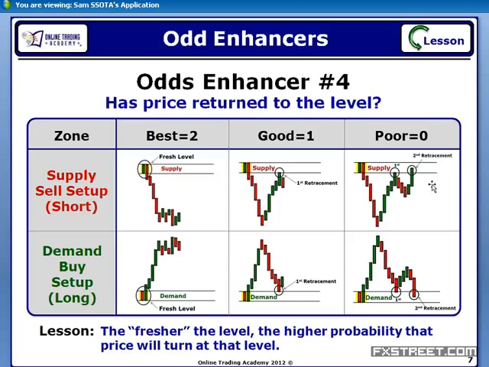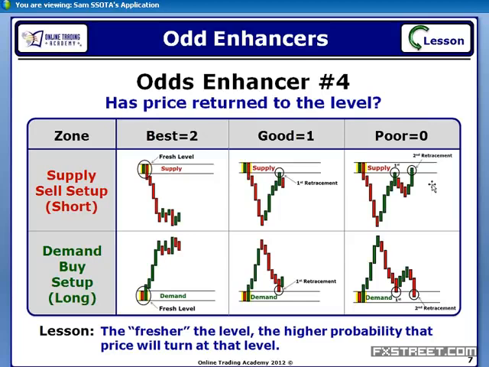Has price returned to the level? This is a key odds enhancer. Very, very key. I always say we want to get in on the first pullback in price to a level. And that's true. There's one caveat to that, though. Well, first of all, let me back up. Remember that you should be able to see that new screen. We're looking at odds enhancer number 4. Think about what these levels are that we're looking at. They are stacks of unfilled buy and sell orders from, hopefully, the biggest banks and institutions in the world. That's the goal.